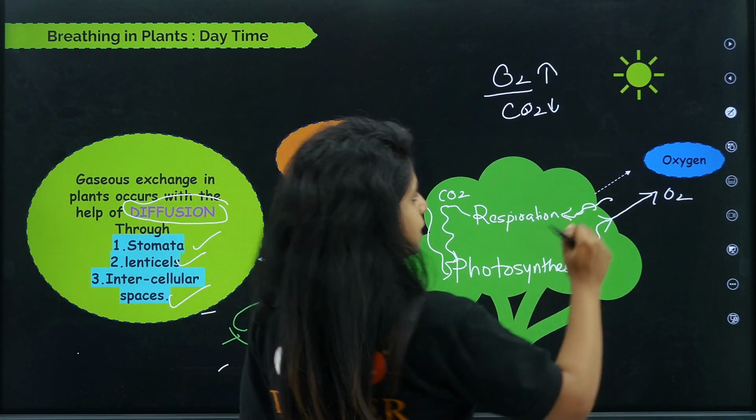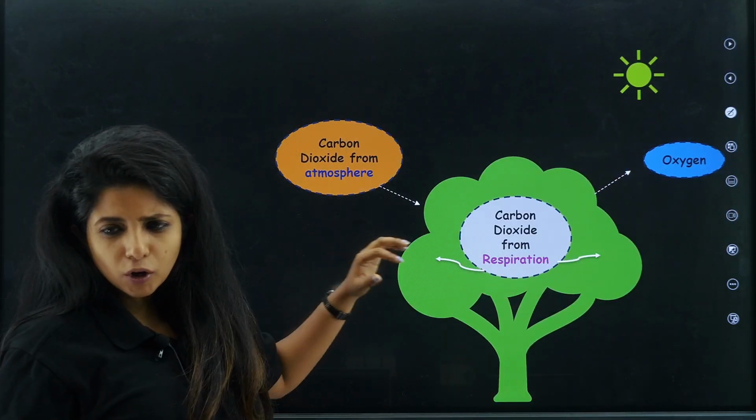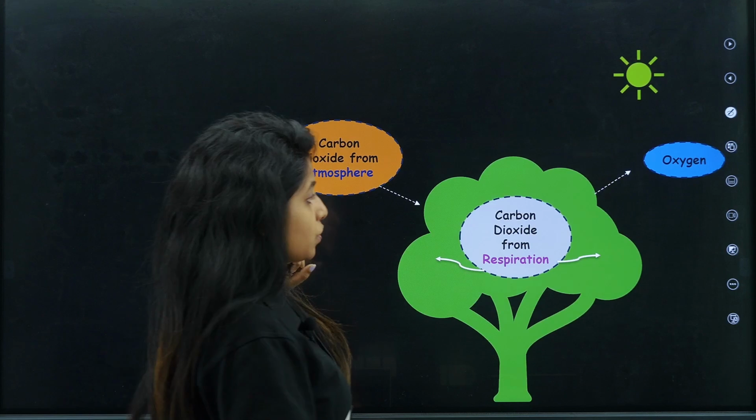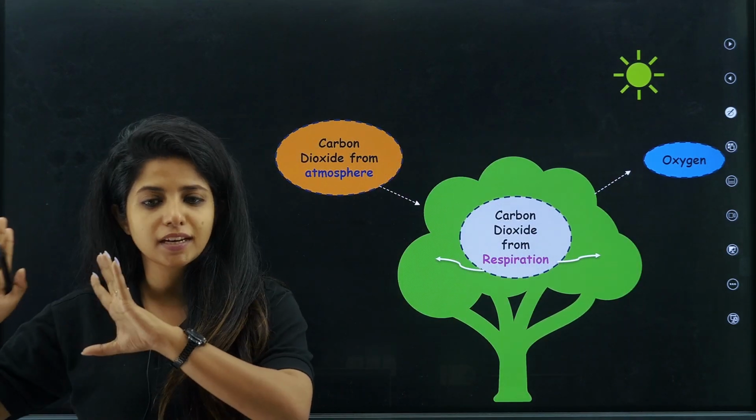Okay, now the next thing. What happens in night time? So this is what I just explained. I'm not going to explain again. This would be a waste of time. So I hope you got that during daytime oxygen is released more than carbon dioxide.